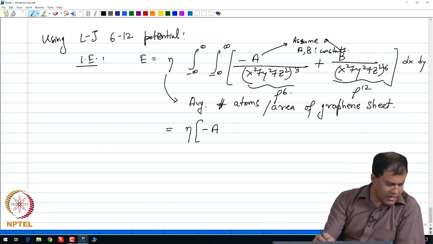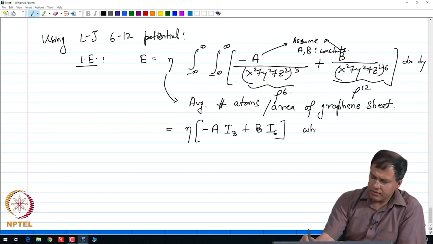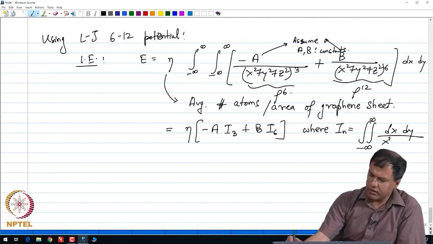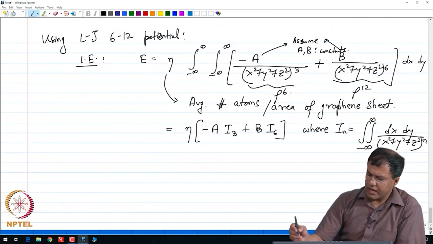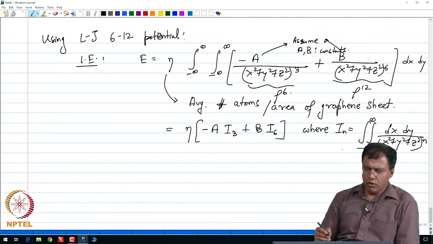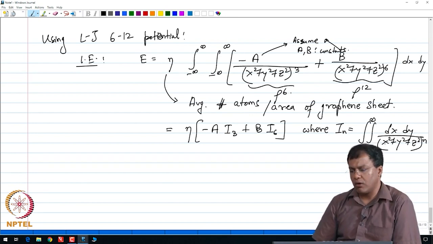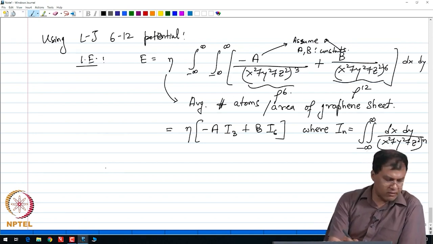So my integration is eta times minus a I 3 plus b I 6, where I n is the double integral from minus infinity to infinity of dx dy by (x square plus y square plus z square) to the power n. So all I do is evaluate this I n for a general n, and plug in n equal to 3 and 6. Notice that the factor x square plus y square plus z square tells us that we should use cylindrical polar coordinates, with z fixed. So the only variables in our integration are r and theta.